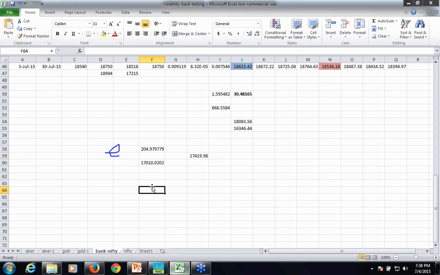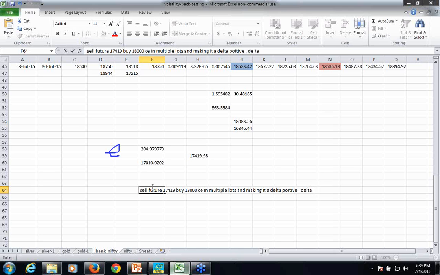If you are selling future at 17,419, along with that I am buying some 18,000 call options in multiple lots, because I know it would cross that 18,000 level, and making it a net delta positive strategy, or delta zero also. Why not zero? So if you make this strategy also, it can give you a very windfall, excellent profit.